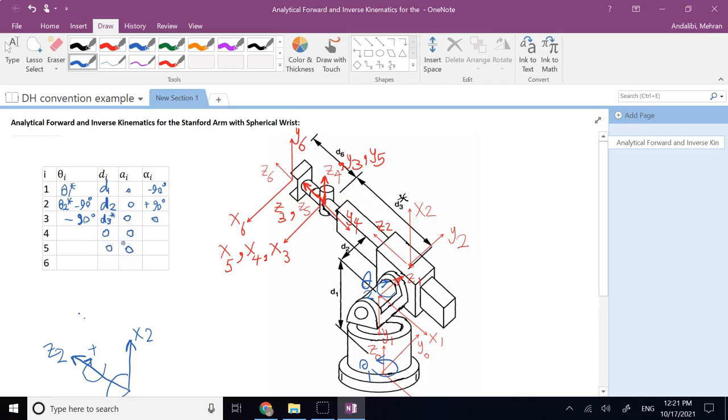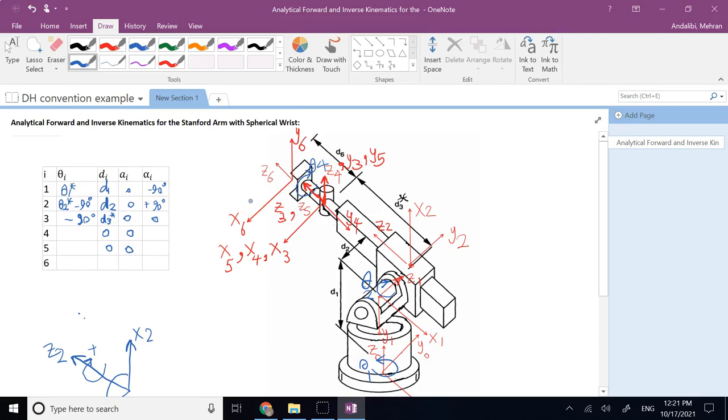Now, what about the x's and z's? So first we align x3 with x4. And as you can see, they are already aligned. So the only thing that you really need is the rotation of theta 4 to happen, correct? It is going to be like this. That is your theta 4.